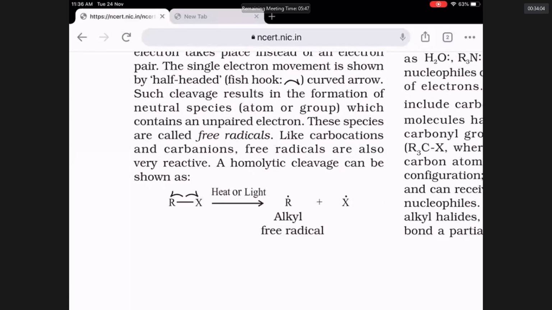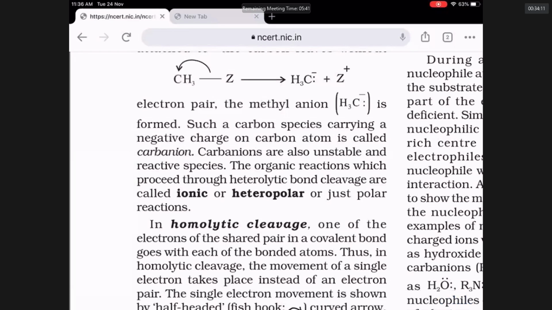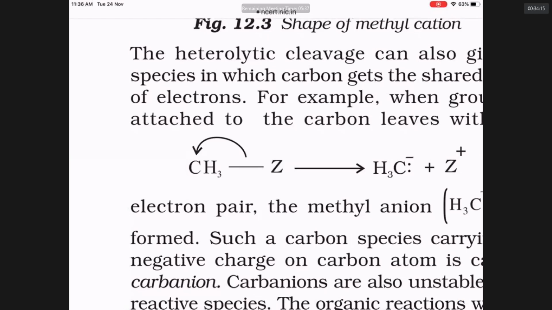Always fish hook indicates only one electron going. A complete arrow indicates both electrons going. See this representation. If you are putting an arrow like this, both electrons in the bond are coming to carbon. The arrow head indicates who is going to get minus charge.